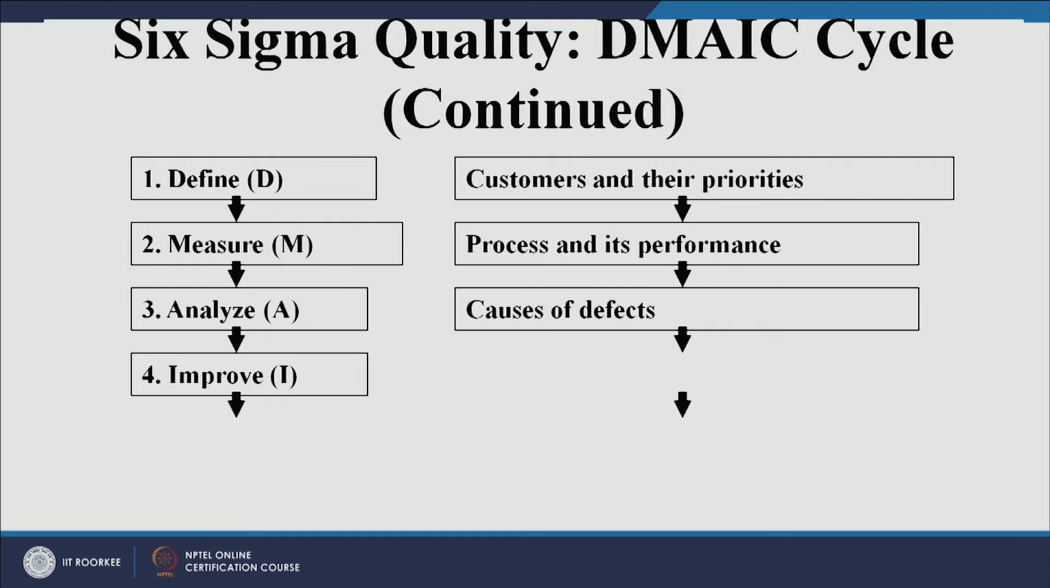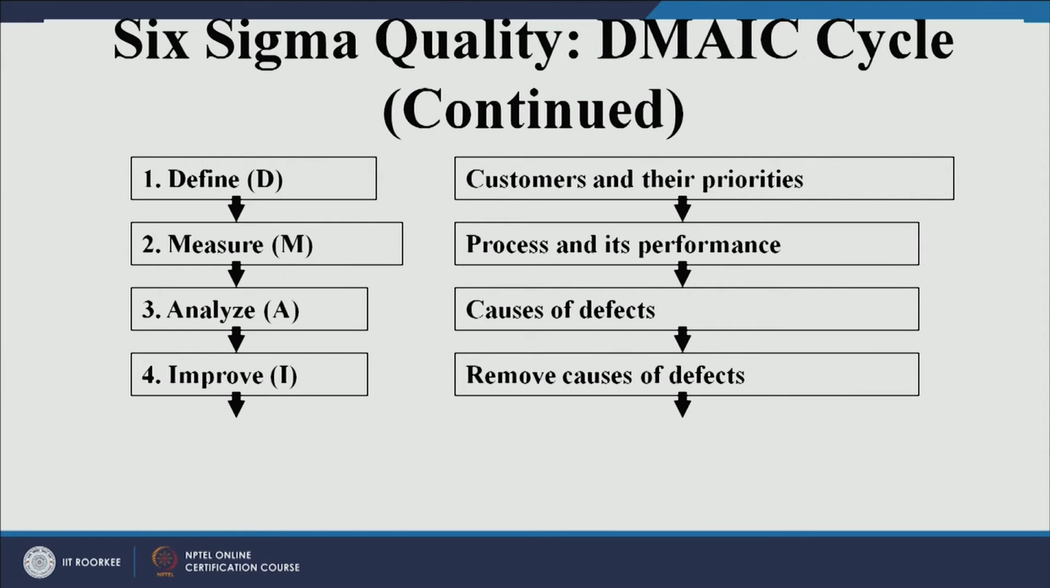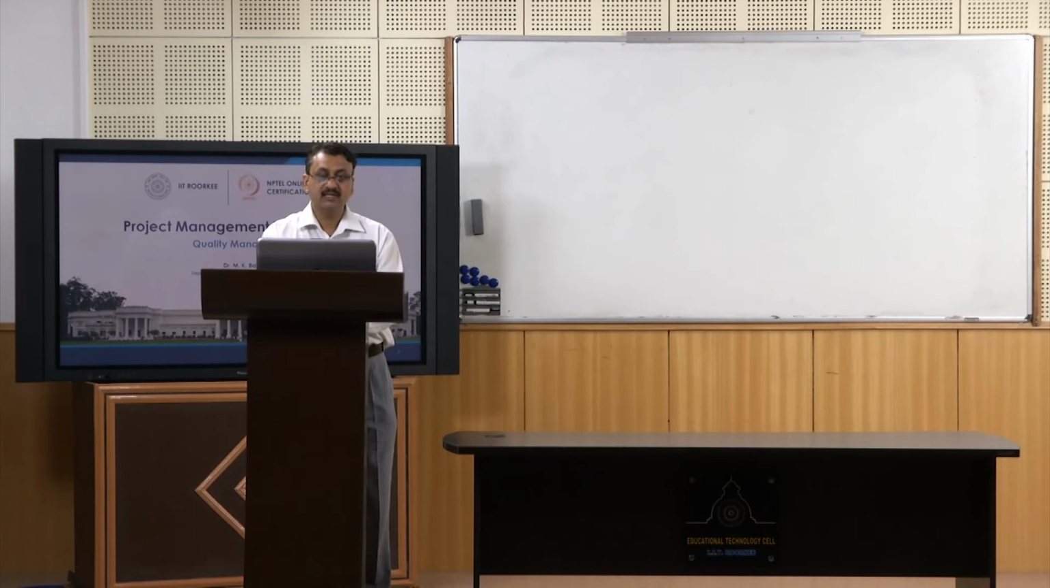Then you have improve. Once you have analyzed, you should try to find a solution and remove the reasons for that particular defect. If the defect in the process is due to, let us say, a worker, then you need to train the worker. This is how you improve it. And finally, control. You maintain whatever you have done in the fourth step, and you should see that now no problem occurs. So, this is the DMAIC approach, and there are different tools, as I said, available for each of these stages.